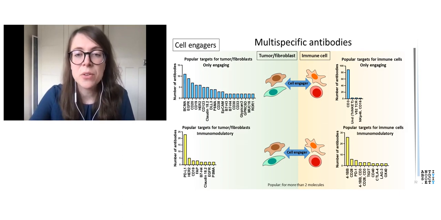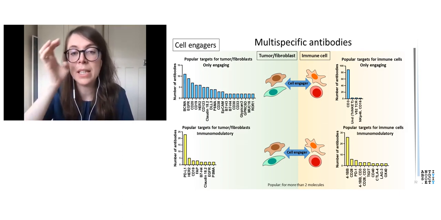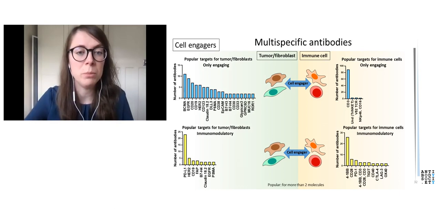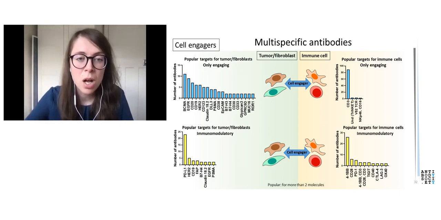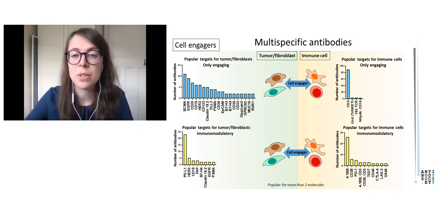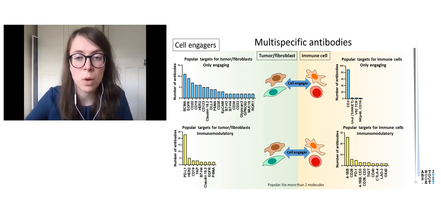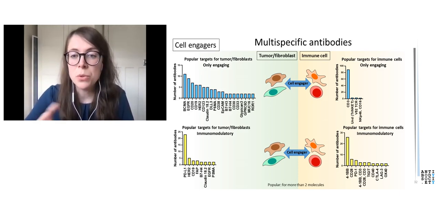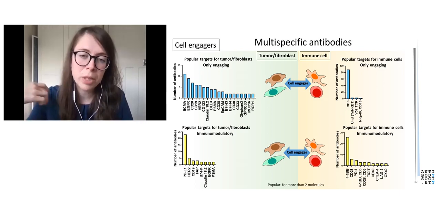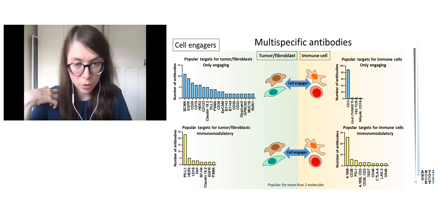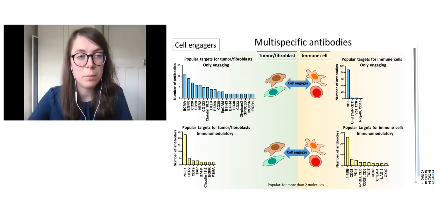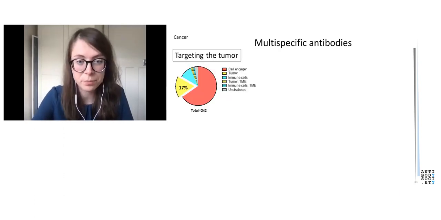And the scenario is completely different in the group of cell engagers with immunomodulatory effect. So for targeting the tumor, the most popular target is PD-L1, and for targeting immune cells, the most popular target is 4-1BB. We do see CD3, but it's only in combination with immunomodulatory molecules such as 4-1BB or CD28.